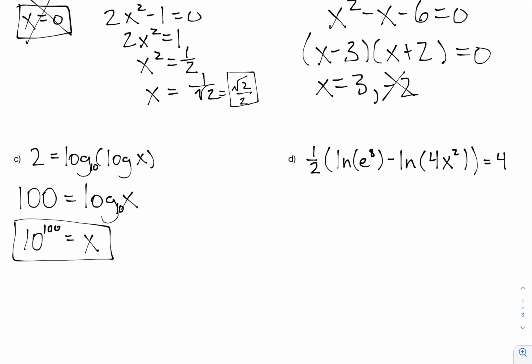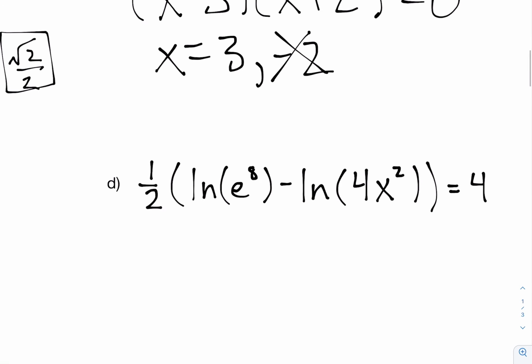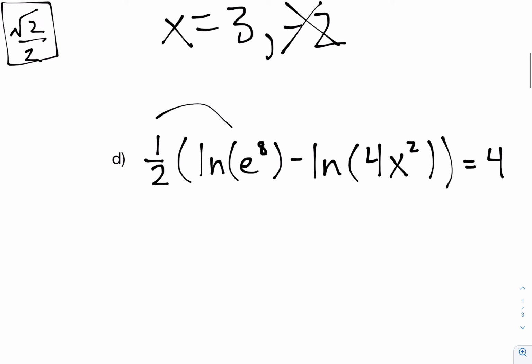Okay, so now let's do part D here. So they did a bit of factoring action. Let's see what we got here. So we got the natural log of e to the 8th minus, okay. So what I'm going to do is distribute this a half, because I never like when a constant factor is factored out in logarithms. I like to apply it and use our exponent law here.